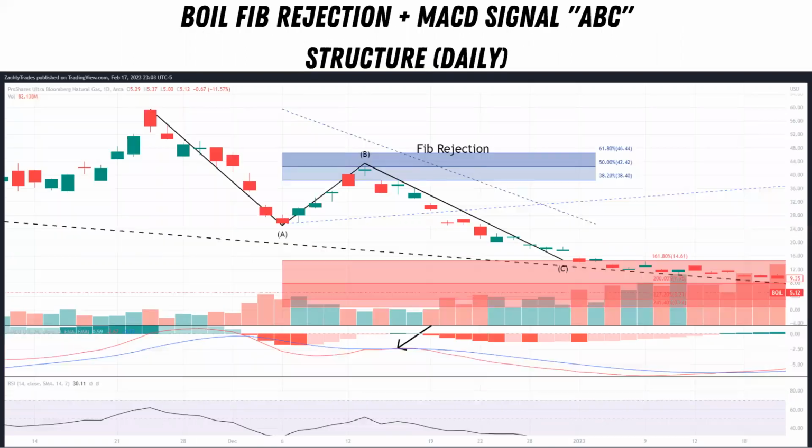All right. Now the next one is we're going to look at BOIL, which I know is really popular. And what we're going to do is take a look at the Fibonacci levels. Now, if you're not familiar with these, the 3 most common and well-respected retracement levels are the 61.8% level, the 50% level, as well as the 38.2% level. Those are the 3 most common and well-respected Fibonacci levels.